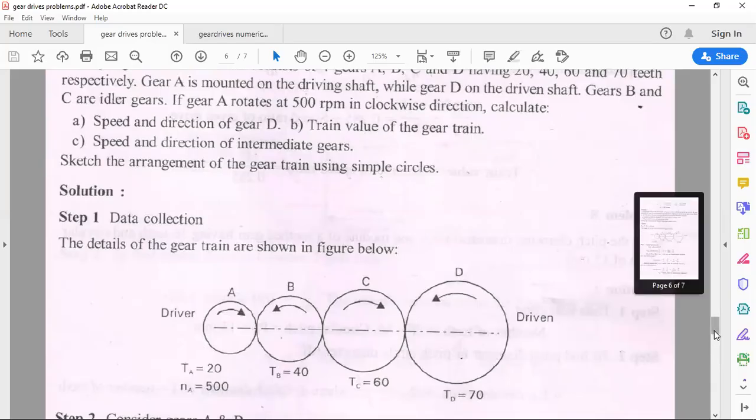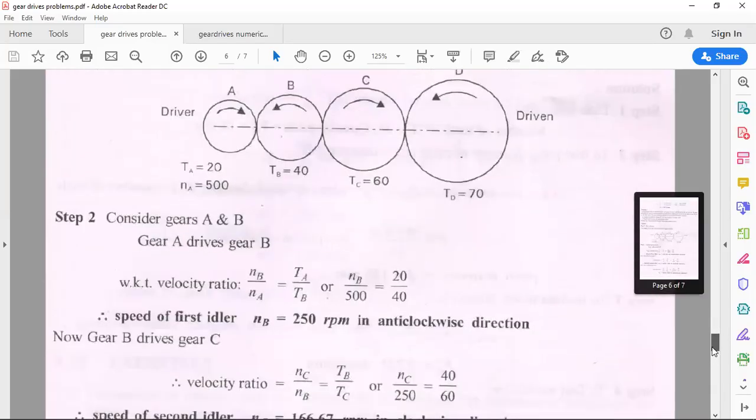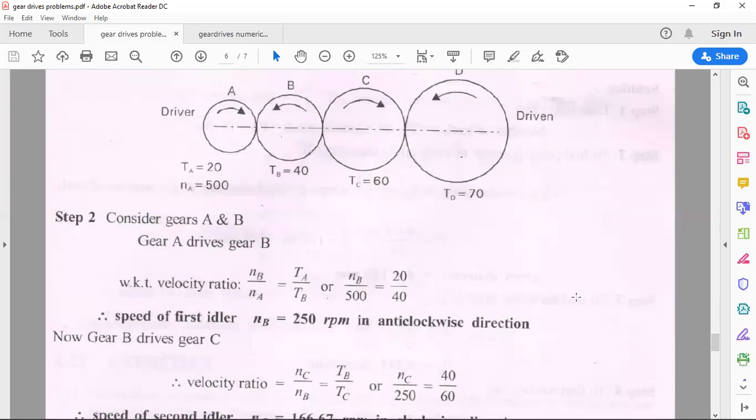You can find out the speeds using simple equations. Taking A and B, NB by NA is equal to TA by TB. Taking B and C, NC by NB is equal to TB by TC. Then similarly, for C and D, ND by NC is equal to TC by TD. Likewise, by using those equations we can find out the speeds as well as the direction of rotation of the gears.